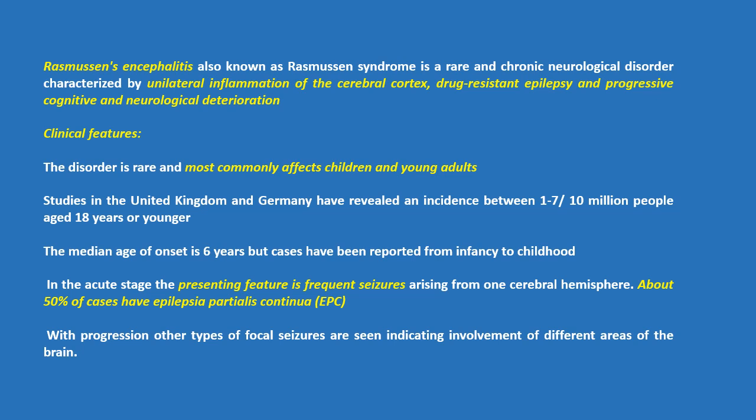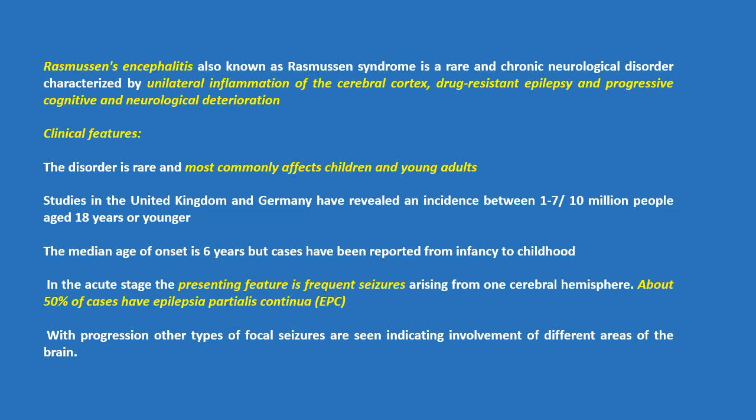Clinical features: the disorder is rare and most commonly affects children and young adults. Studies in the United Kingdom and Germany have revealed incidence between 1 to 7 per 10 million people aged 18 years or younger. The median age of onset is 6 years, but cases have been reported from infancy to childhood.